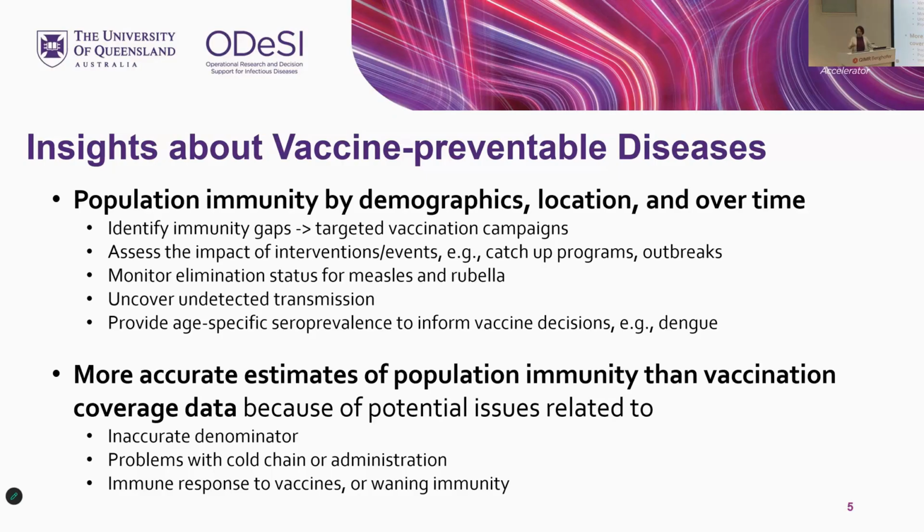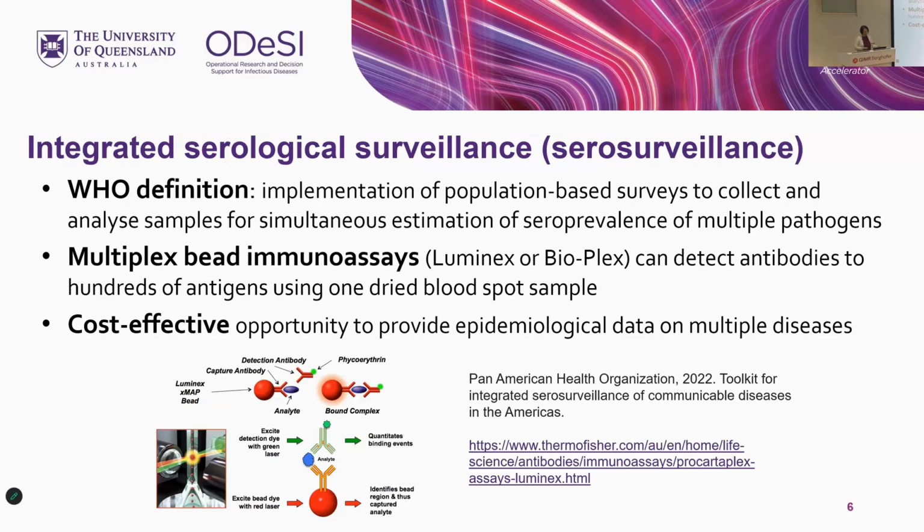But beyond that, sometimes there are cold chain issues. So even though someone's been given the vaccine, it might not have worked, or they might not have responded to it, and also immunity might wane over time. So if we're measuring it on the spot, we actually know whether people are immune or not. Okay, so that's just serological surveillance in general, which can be done on one disease or multiple.